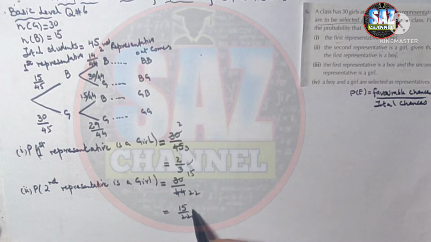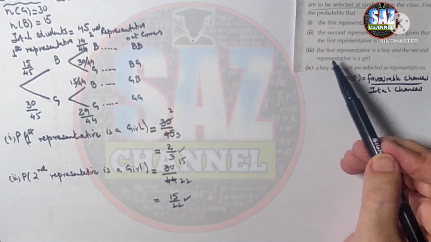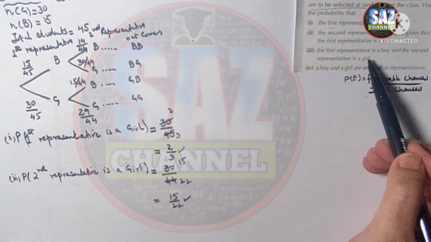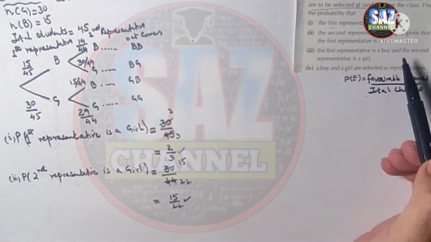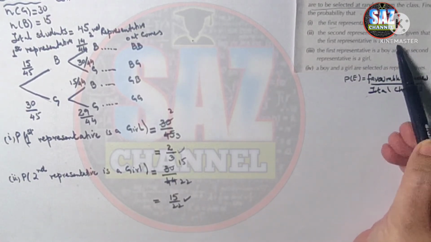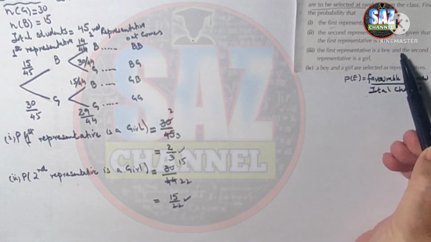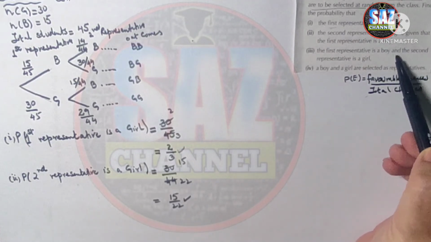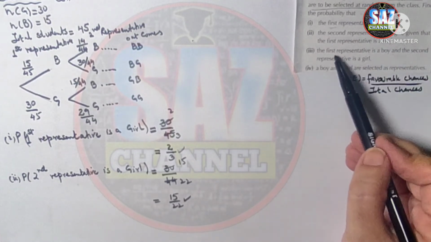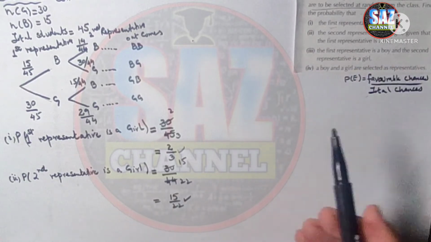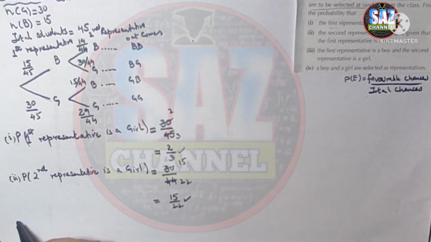So 2 15s are 30 and 2 22s are 44, so this becomes 15 by 22. Moving to the next part: the first representative is a boy and the second is a girl. Now try to understand why the term "and" is written. "And" means that we have to multiply the probabilities, in what order? The first representative is a boy, so we must pick the first representative from the boys.